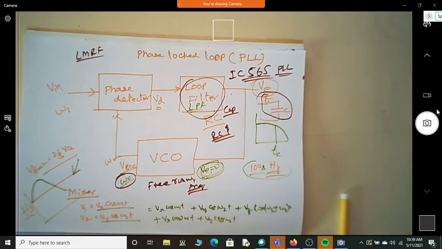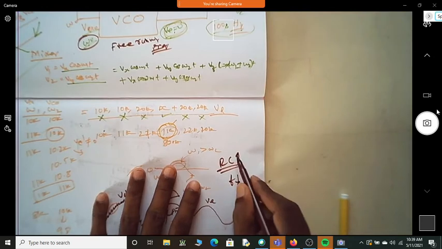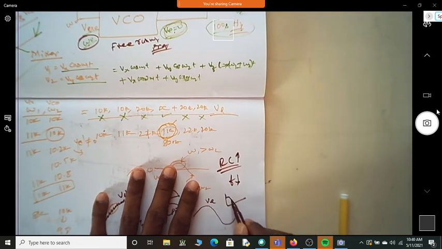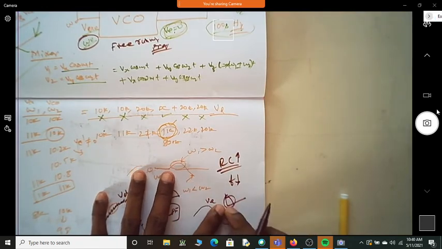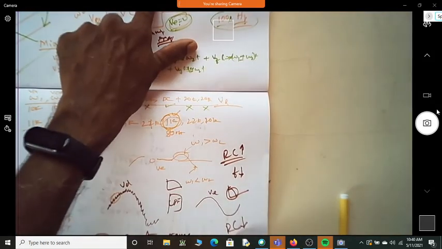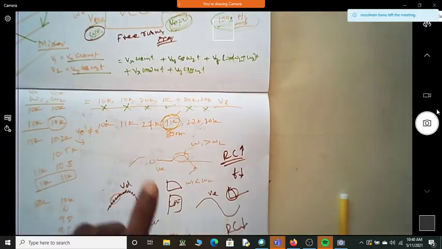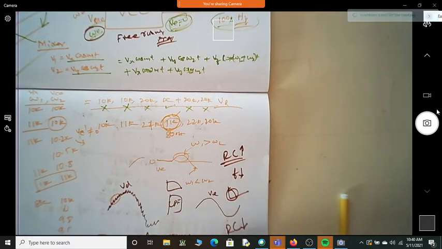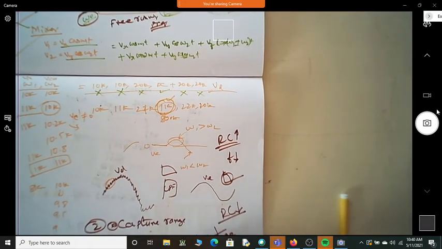Suppose the RC time constant is too much, then the frequency is less, meaning it has very limited capturing. So that is not good. RC should be quite small, meaning the loop filter, or the entire PLL, should not take too much time to capture the signal. If RC is too small, then what is your f? f is equal to 1 over 2 pi RC. If this is less, is your cutoff frequency more?